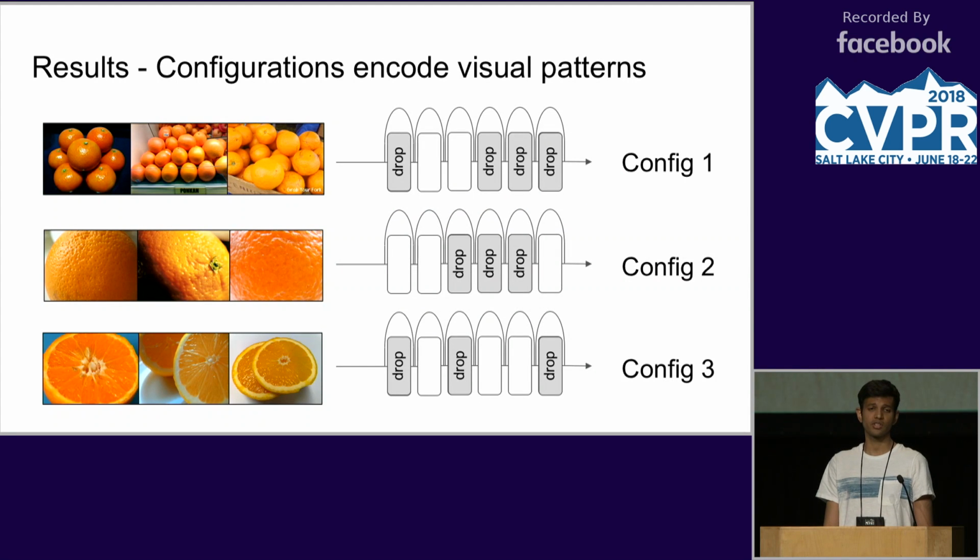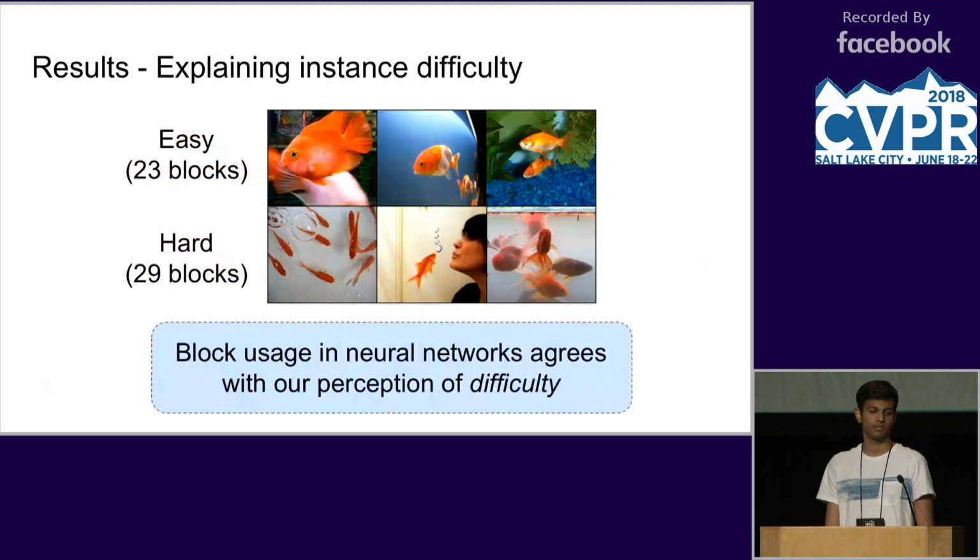We also noticed that the configurations of blocks predicted by our model encode visual patterns. For example, images of groups of oranges tend to be assigned the second and third block of the ResNet, whereas images of sliced oranges tend to be assigned a completely different configuration of blocks. Finally, our model is able to automatically discover the difference between easy and difficult instances and allocate an appropriate amount of computation for each of them. This agrees well with our notion of instance difficulty.